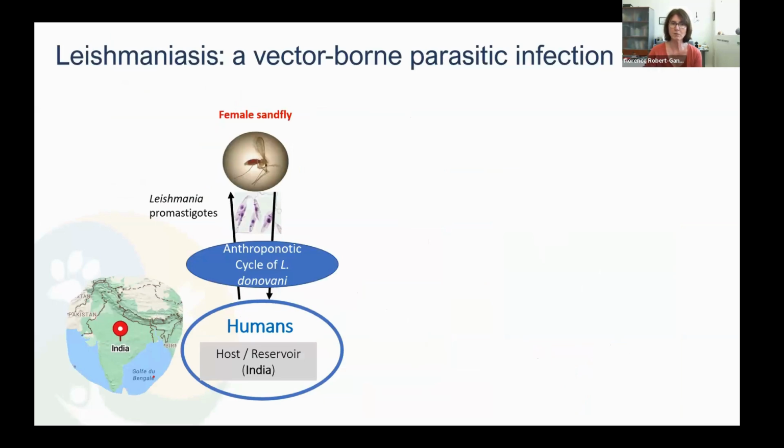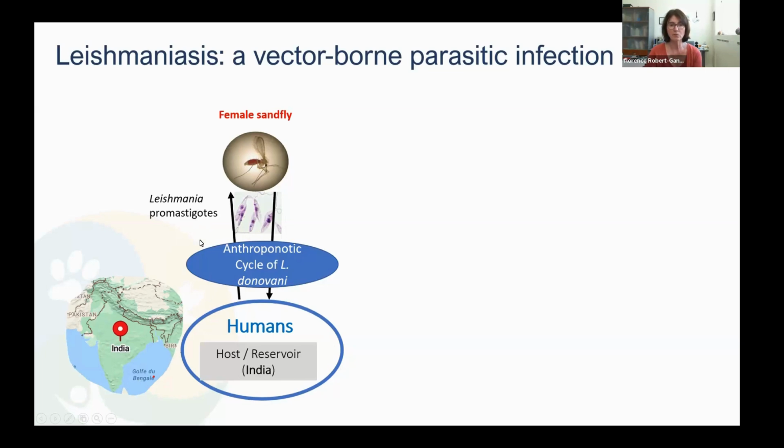So leishmaniasis is a vector-borne parasitic infection. And as you know, it is transmitted by female sandflies. And once the host has been bitten, it is also injected with Leishmania promastigotes. And humans are both the host and the reservoir of the disease in the particular setting of India.